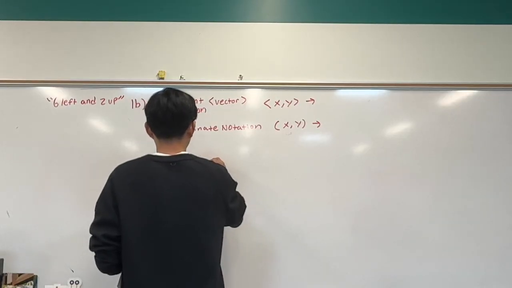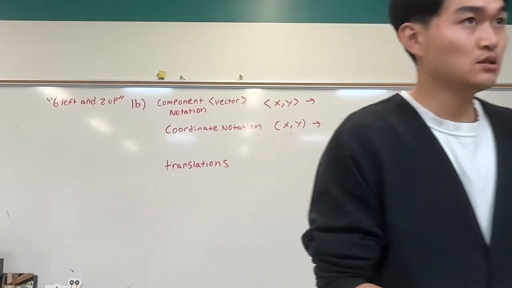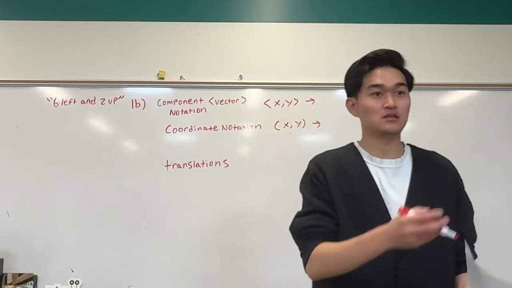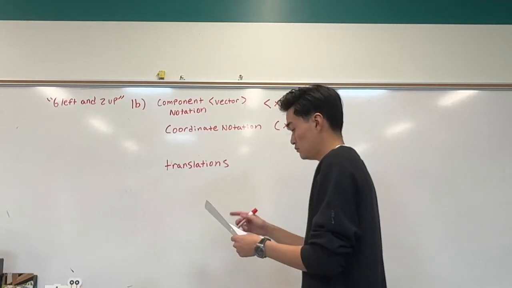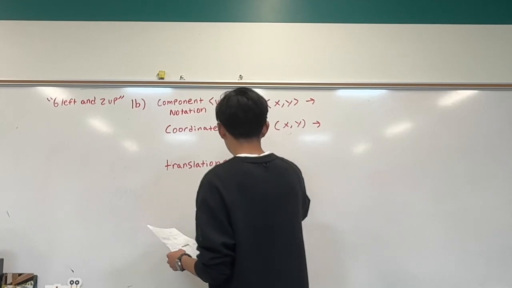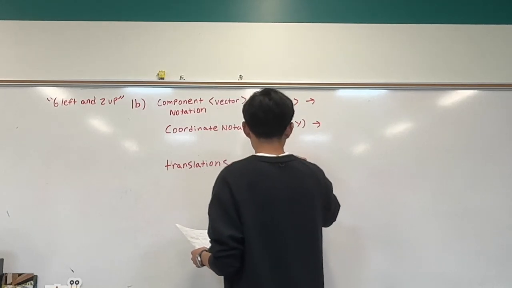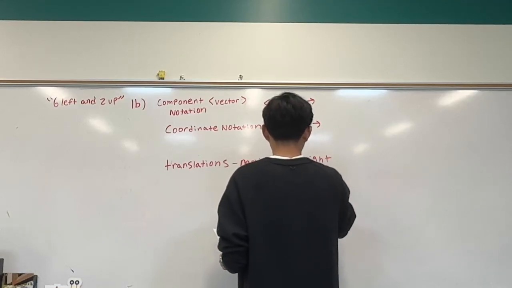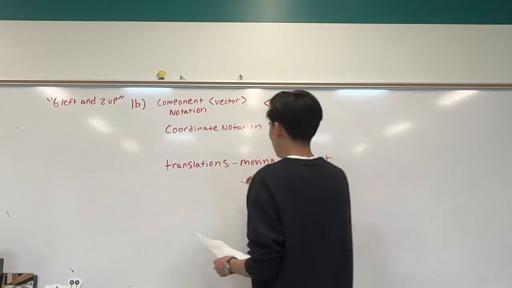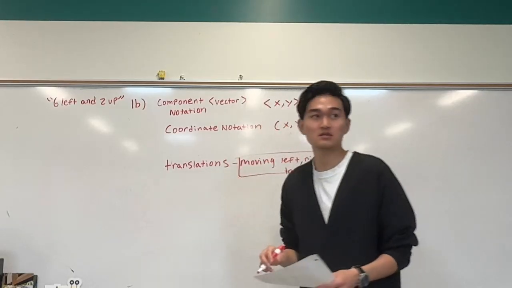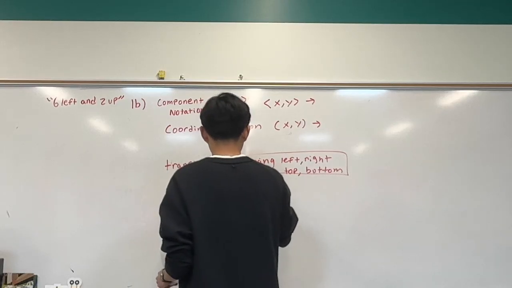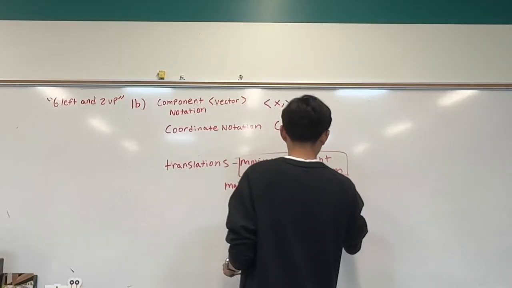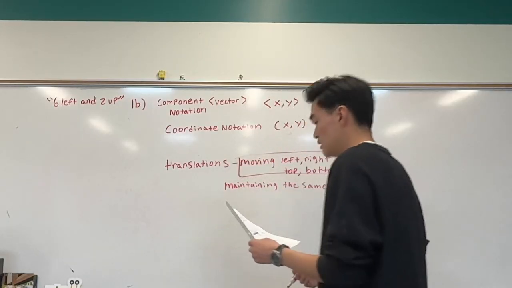Okay, so all of these are going to be covering translations, and translations is when your pre-image, your original shape that's not changed, is moving left, right, top, or bottom. Okay? So it's maintaining the same shape. That's what a translation is.